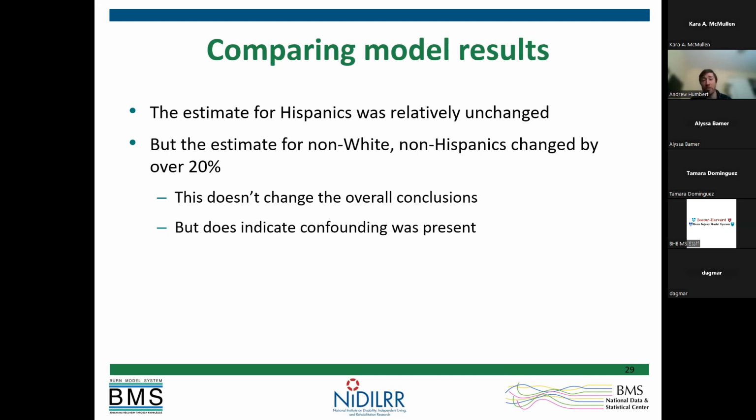But if we're looking at the estimate for non-white non-Hispanics compared to white non-Hispanics, we're seeing that coefficient actually changed by over 20%. So we are definitely seeing a shift in what that value is. Even though we didn't see a change in the significance, we did see a notable change in what that coefficient value is. It doesn't change overall conclusions. Is that large enough to be clinically impactful? Maybe not. So maybe this wasn't the most impactful confounder, but that 20% change does indicate that some confounding was present, particularly for the relationship between non-white non-Hispanics and white non-Hispanics and body image.